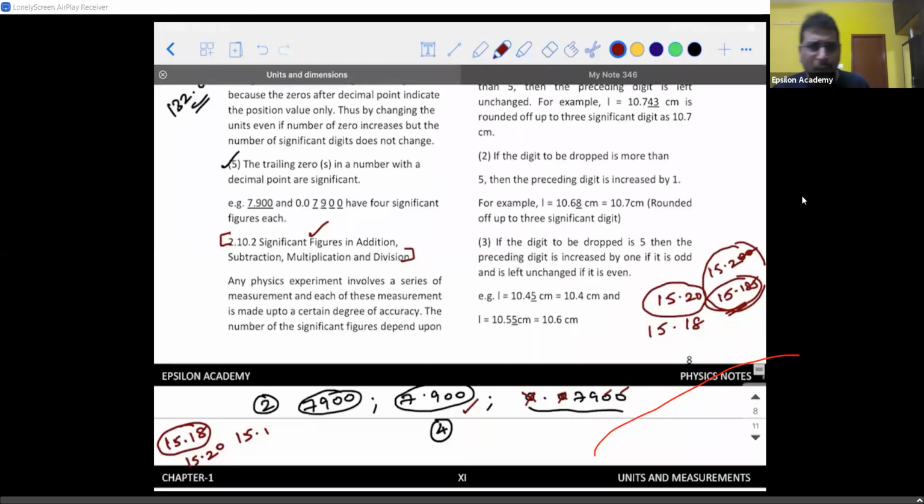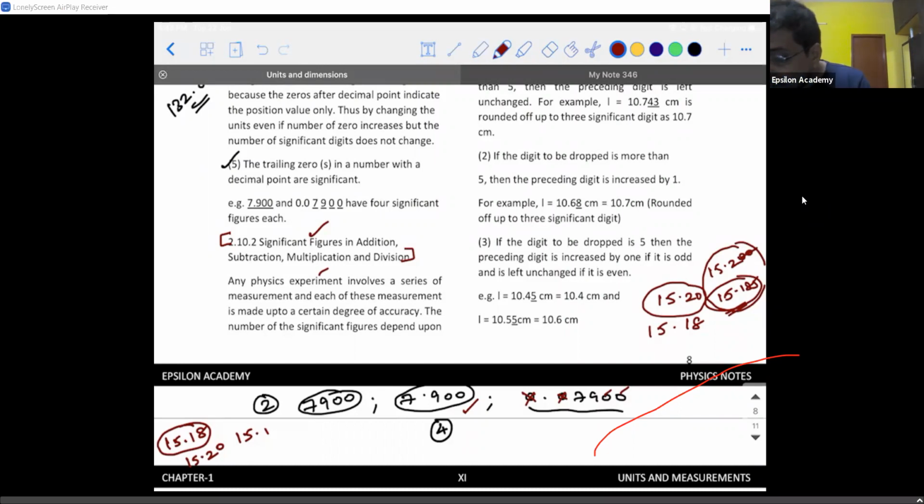Okay. Now let's try to think in a practical way. Any physics experiment involves a series of measurements in which each of these measurements is made up to a certain degree of accuracy. What do I mean by that? Every measurement will have a certain amount of accuracy. Someone else doing the same experiment under the same situation will have some amount of accuracy. Your answers might not match, but they will be close, right?